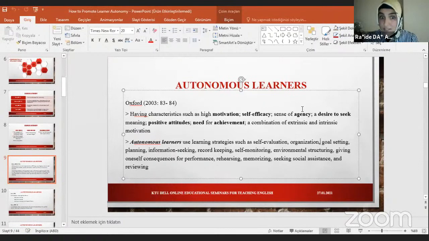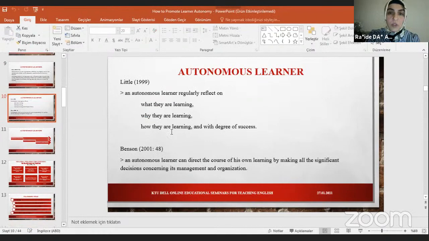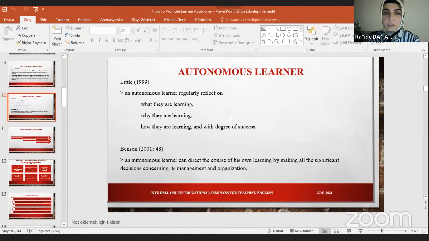And let's see what else is stated about the characteristics of autonomous learners. Another important figure in this field of research, autonomy research, Little, states that an autonomous learner regularly, continuously, reflects on what they are learning and why they are learning and how they are learning, and with what degree of success.